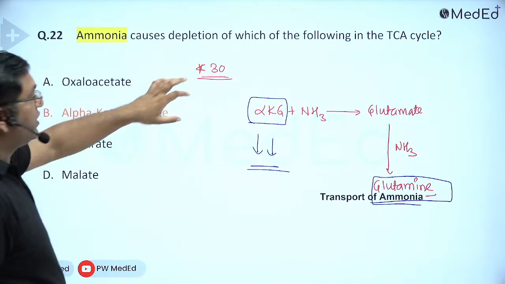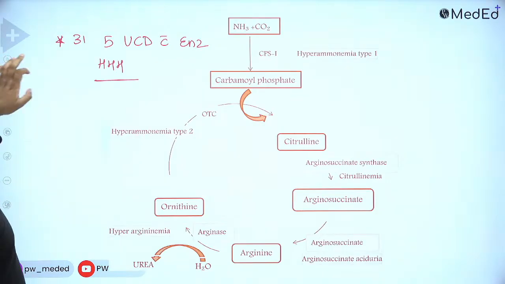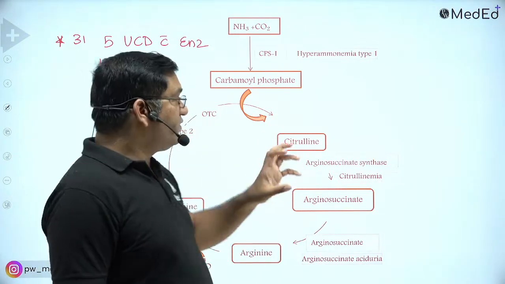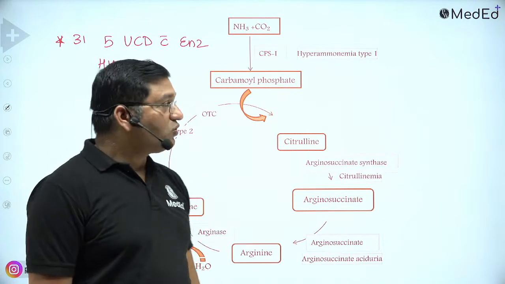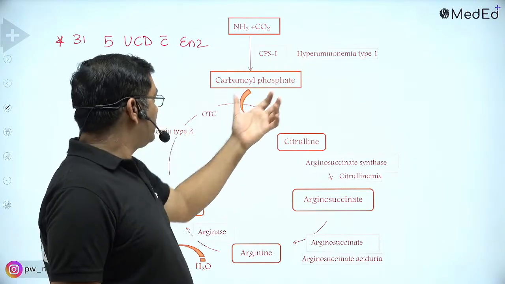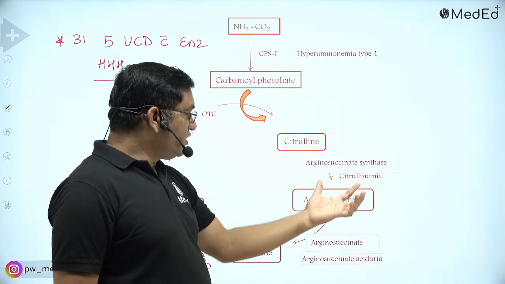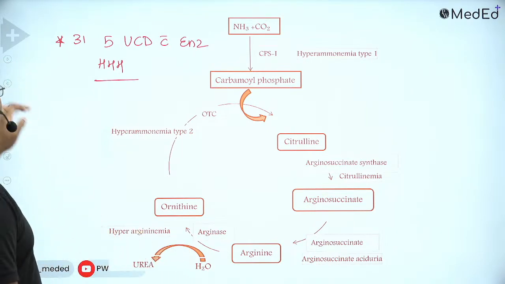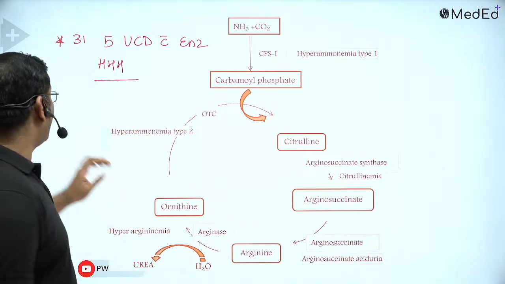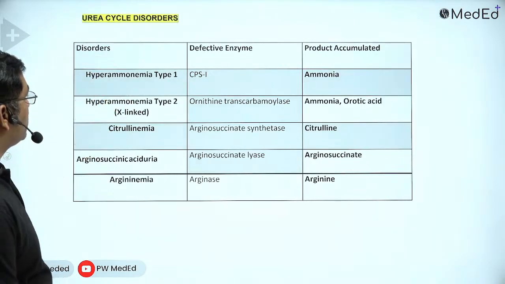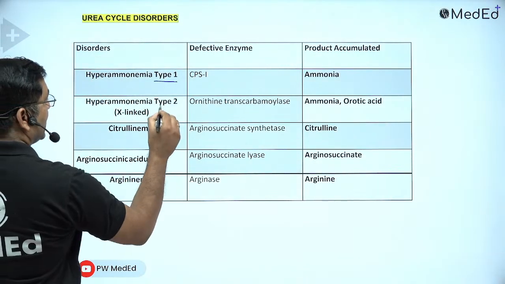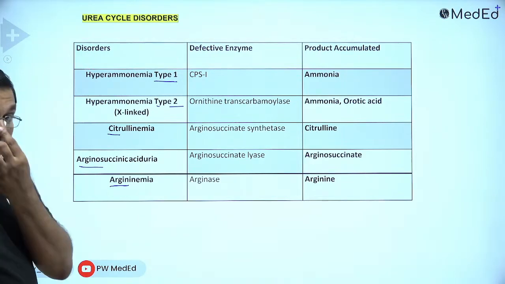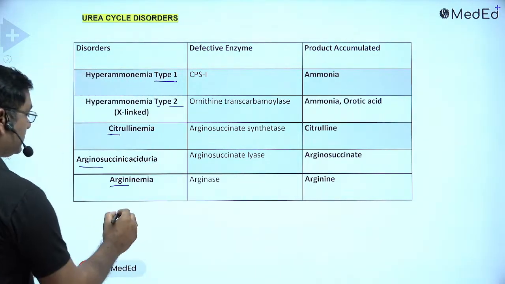So this is point number 30. Point number 31. There are 5 disorders related with the enzymes of the urea cycle: hyperammonemia type 1, type 2, citrullinemia, argininosuccinate aciduria, and hyperargininemia. These are the 5 disorders, and one syndrome is there, that is triple H syndrome.